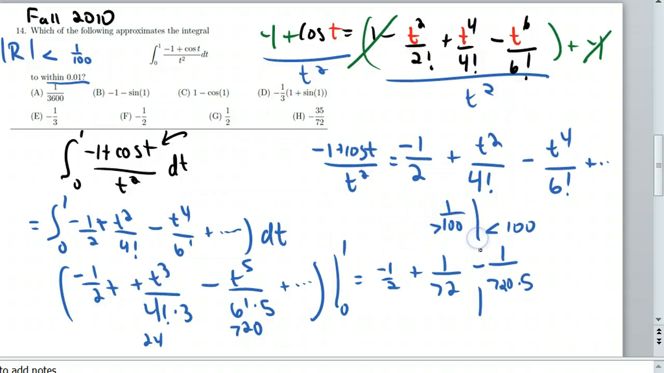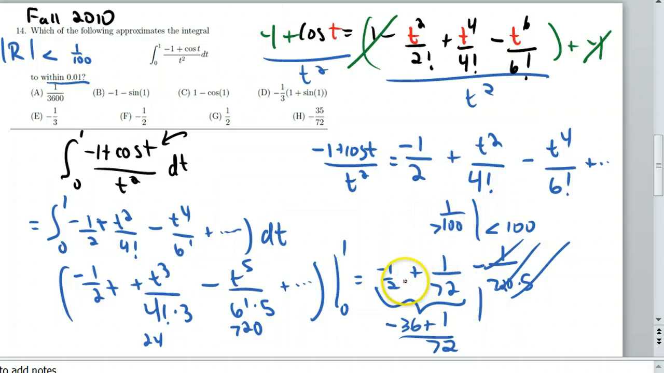And so we drop off that term to be within 0.01, 1 over 100, and the approximation would be the addition of those two terms, which would be negative 36 plus the 1 all over 72. Common denominator of 72, so we times top and bottom by 36 to get negative 35 over 72.